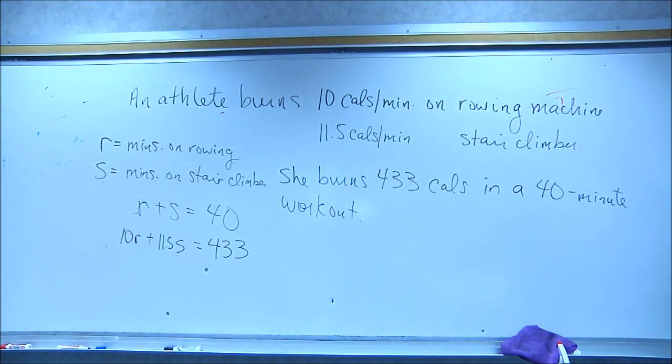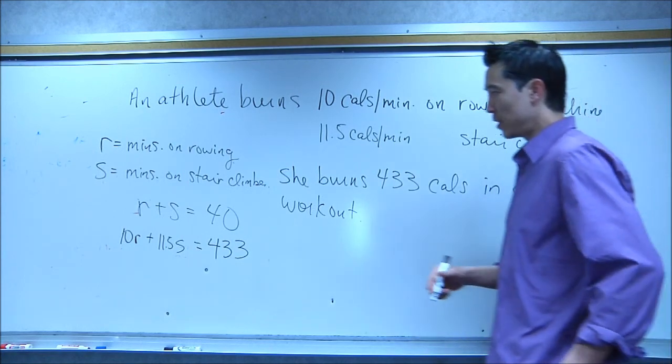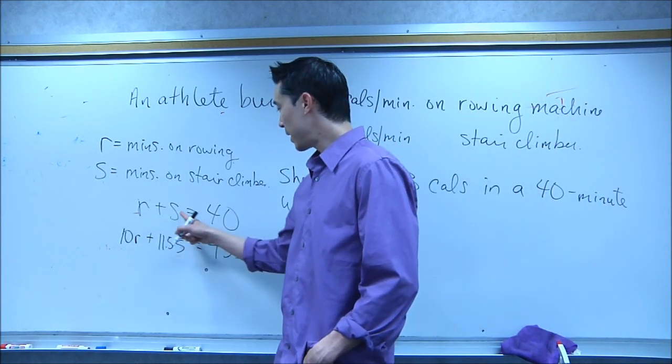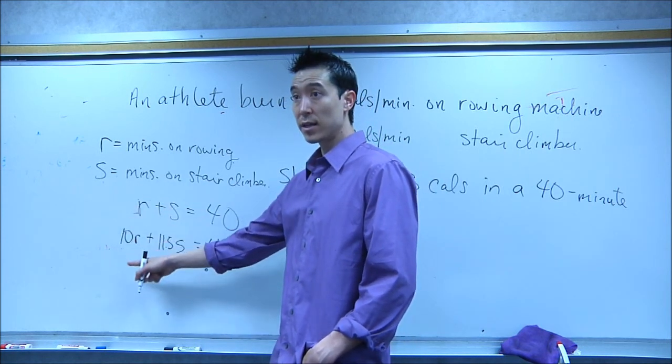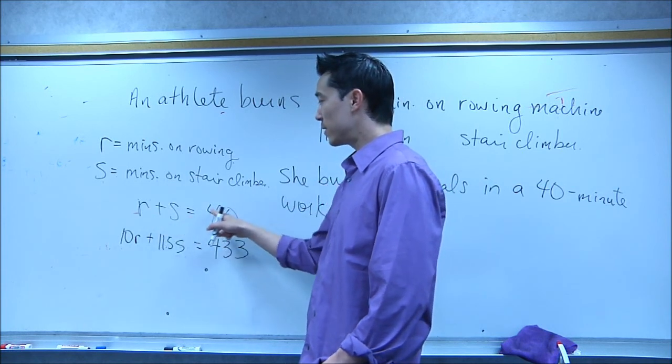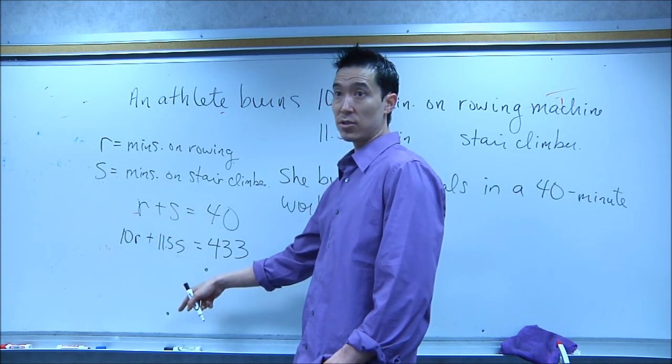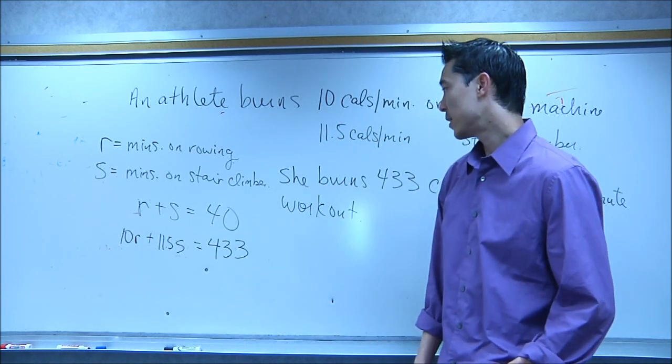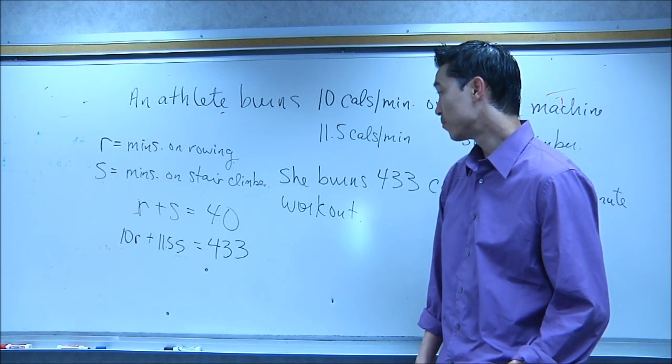You can do any method you want. Probably on this one, I don't know, it's up to you. I think they're probably going to be the same. You could multiply this top one by a negative 10, which would produce a negative 10R, and then you could do addition elimination. That's one way to go. Or you could solve this for a variable and then use substitution. I don't know. What do you guys want to do? Multiply by negative 10?